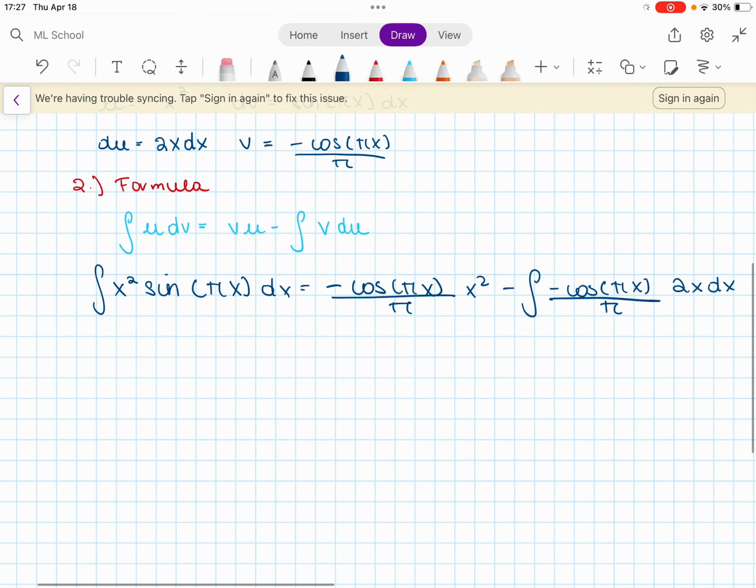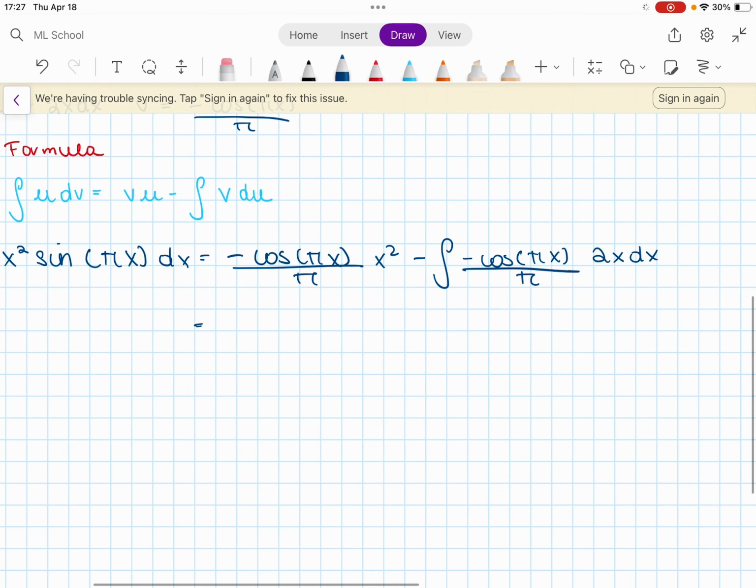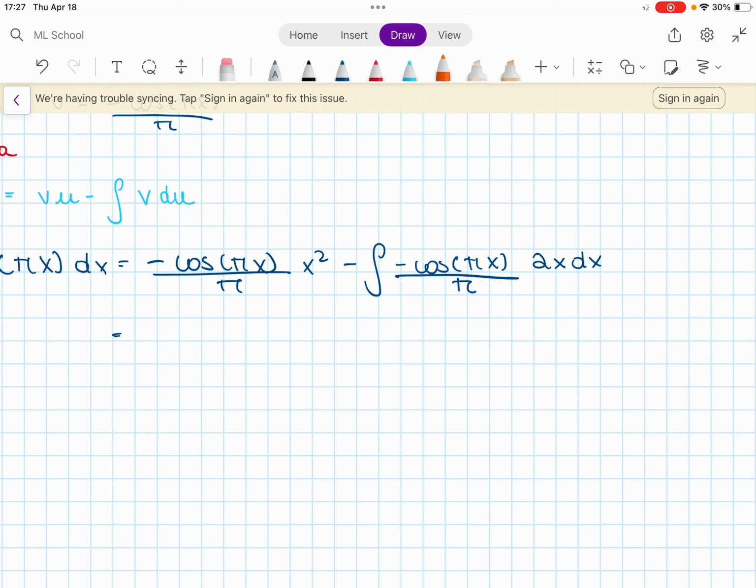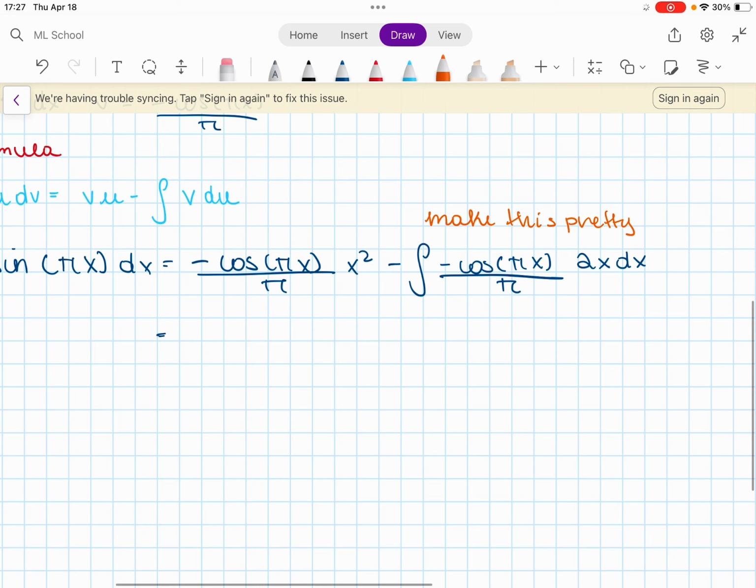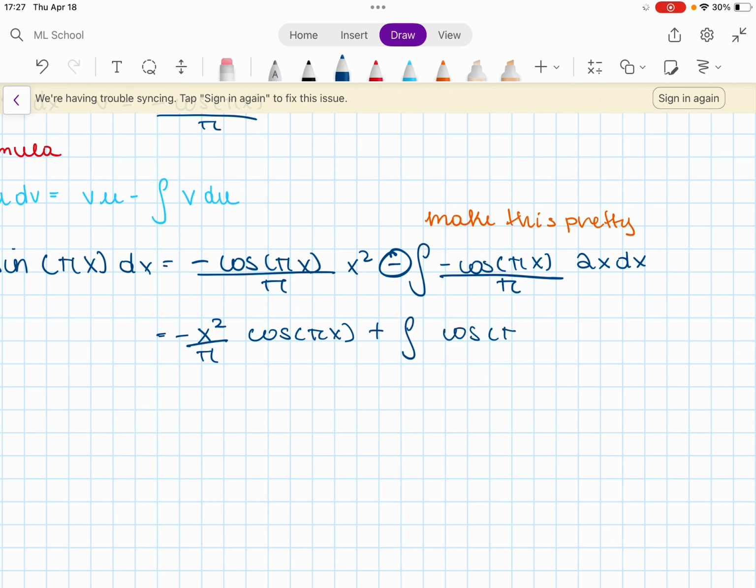Okay, and then we follow here and we say, okay, how can we make this pretty? So I'm gonna make a note here to say, make this pretty, right? Because here we have numbers and symbols all over the place. So we want to say, okay, minus x squared divided by pi times cosine of pi times x minus the integral of, here we have minus and minus, so that will be plus. So plus the integral of cosine of pi times x divided by pi.